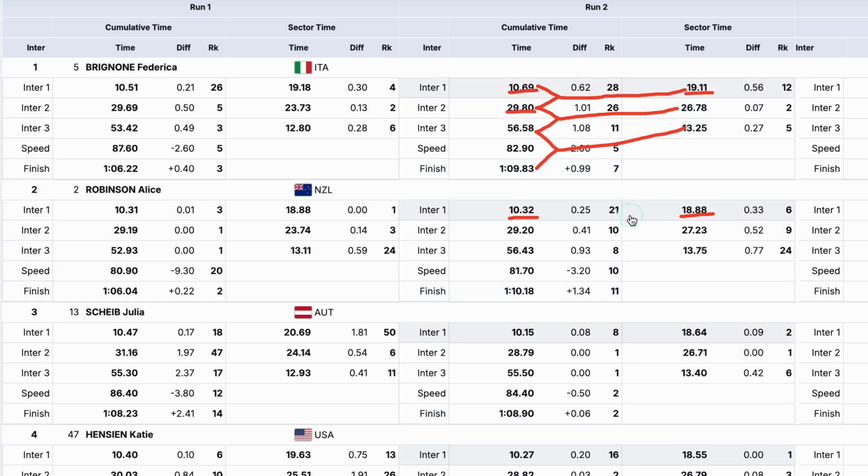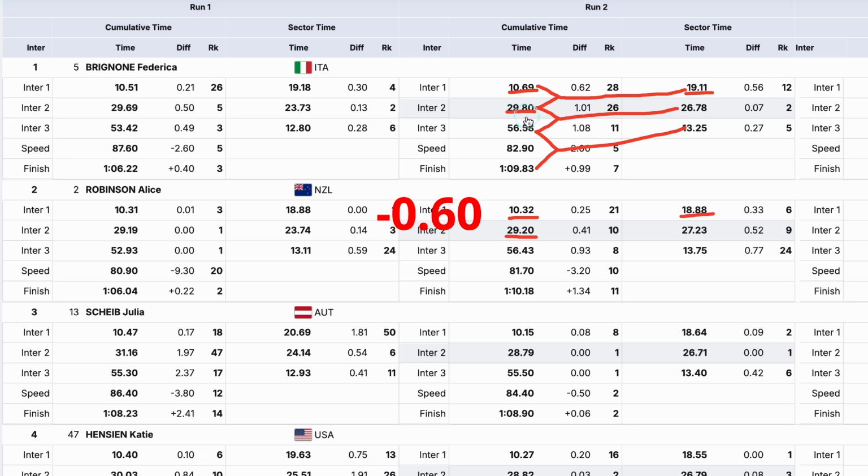And then as we're going down, we can have a look here. There's 29.8, 29.2. So this is a difference of 0.6. So looks like Alice gained 0.2 of a second, because if we look here at our finish from the last run from Brignone, she was 0.4 behind, but from 29.8 and 29.2, it's a difference of 0.6 seconds.